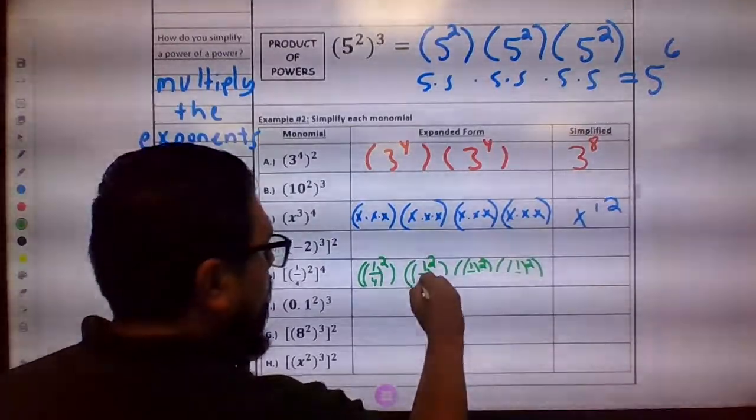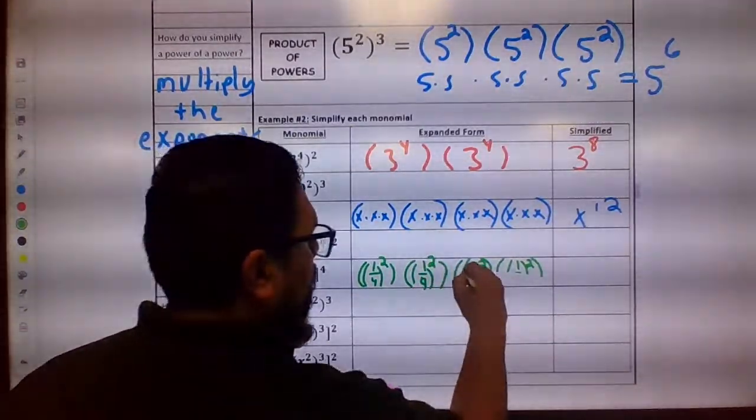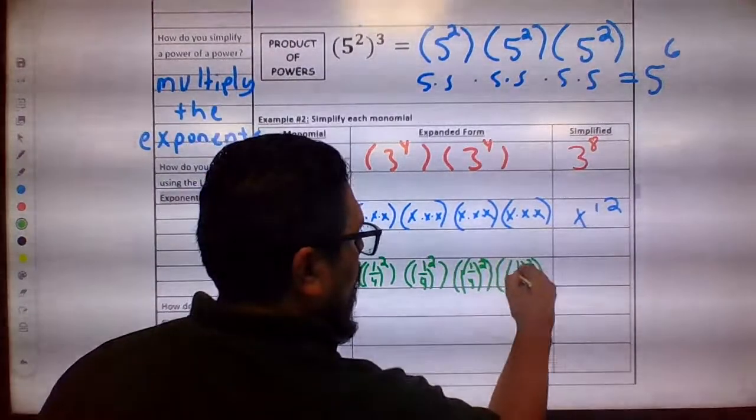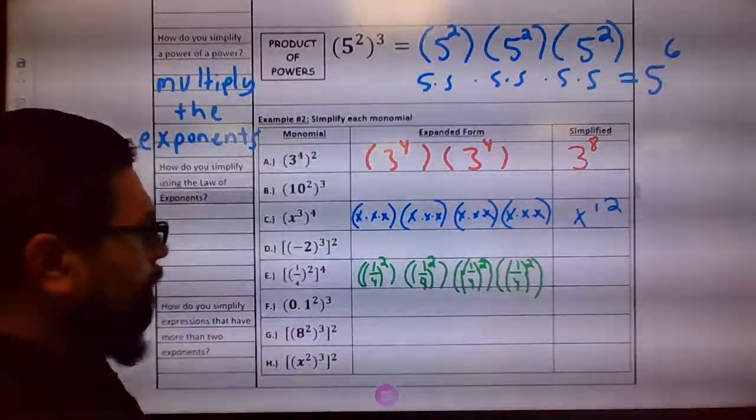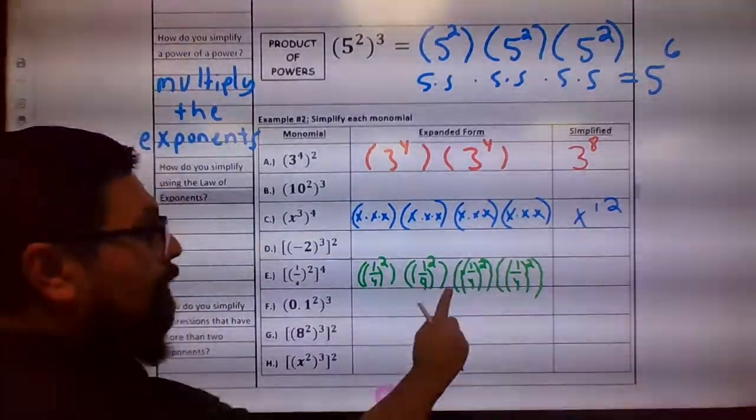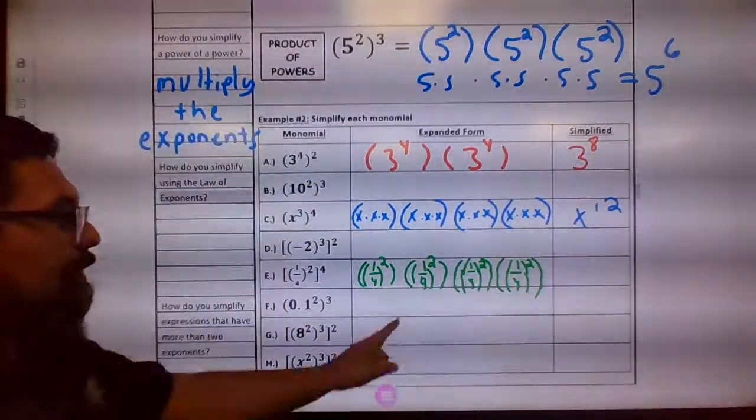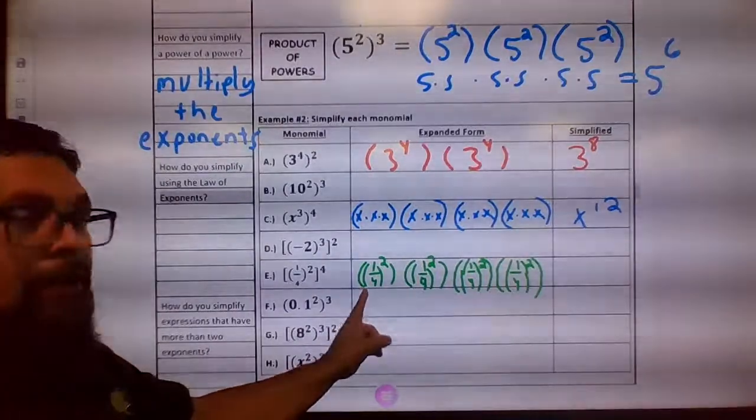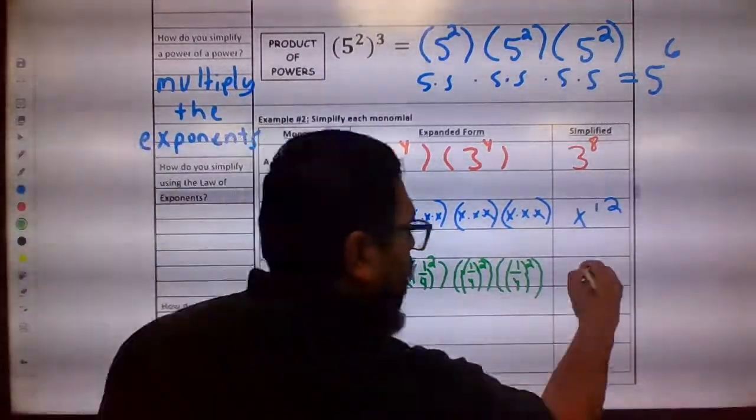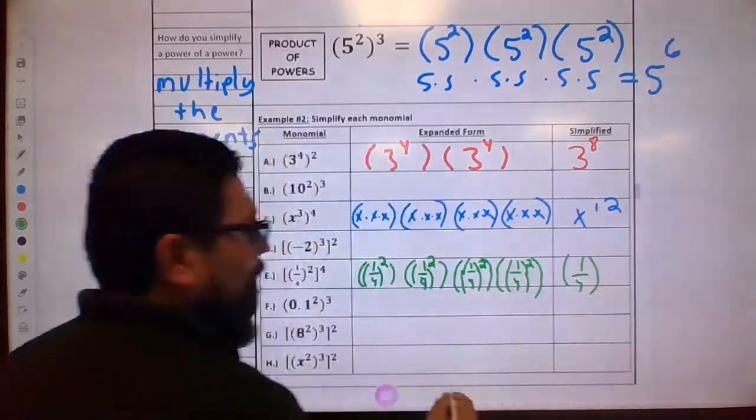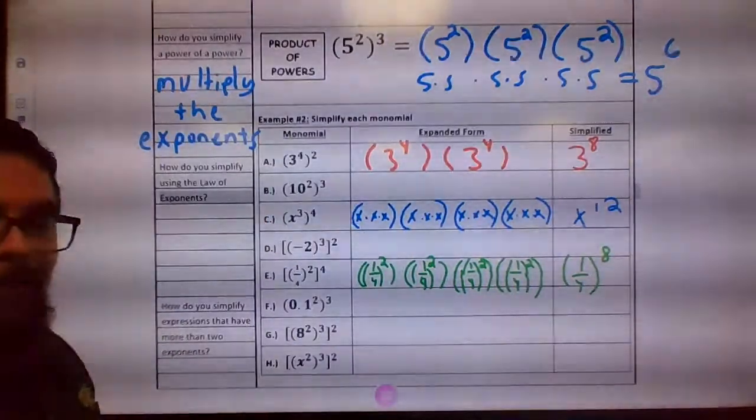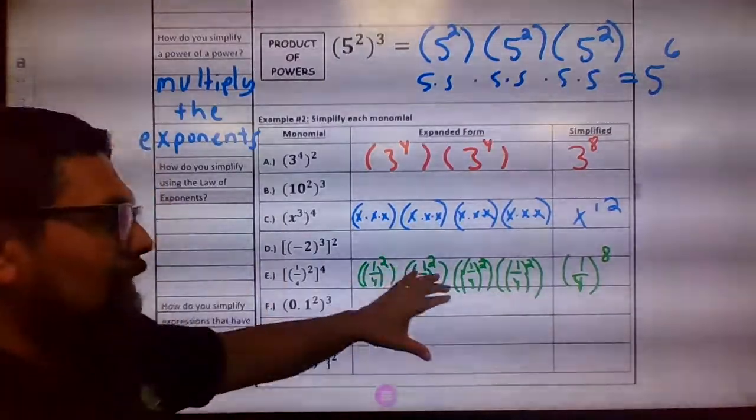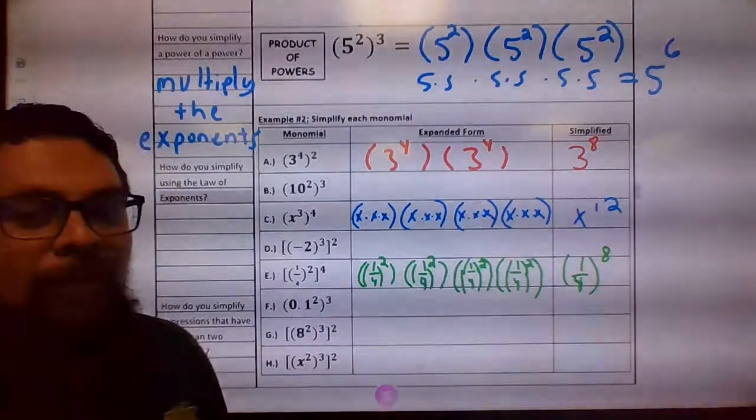We'll try it again. 1/4 squared, 1/4 squared, 1/4 squared, 1/4 squared. This is a 4, so 4, okay? So now, how many 1/4s are there? There's 2 here. 2, 4, 6, 8. So your answer is 1/4 to the 8th. That's your answer. Sorry about my writing, guys. It's because it's kind of small here. Hopefully you don't have the same problem, okay?